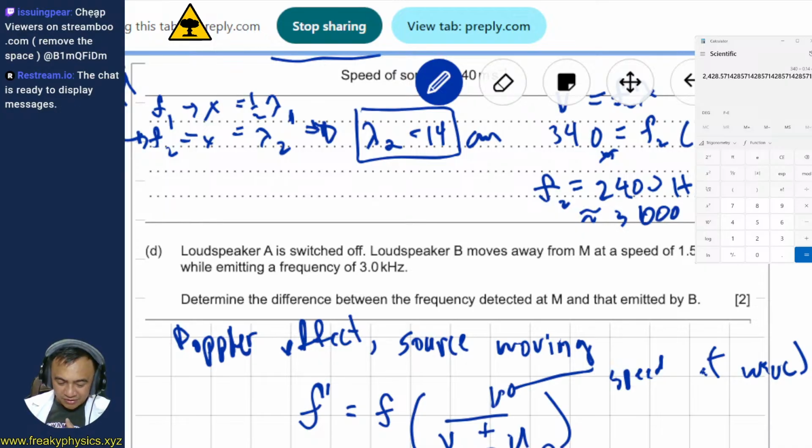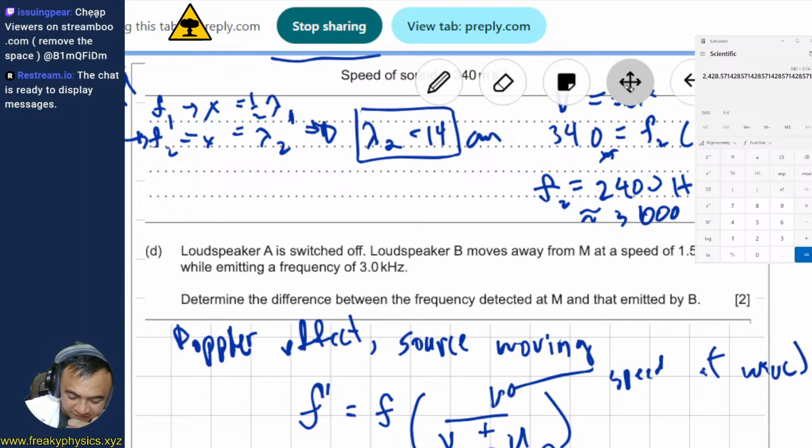Okay, but in this case, the object is moving away. So we are going to use the version that's going to give us the lower frequency. So moving away means F prime is less than F.